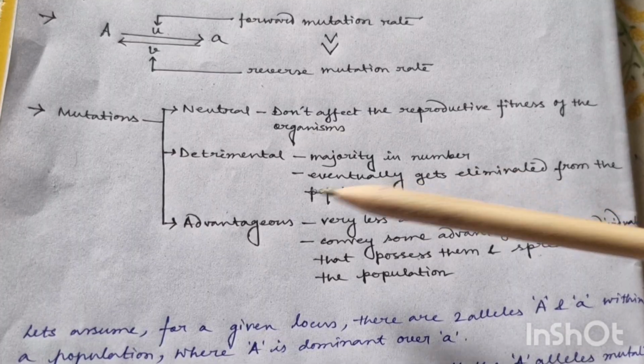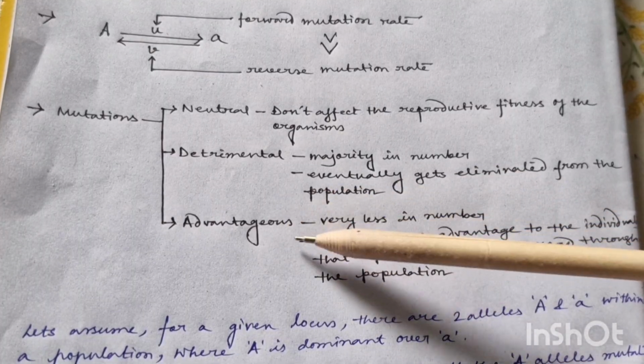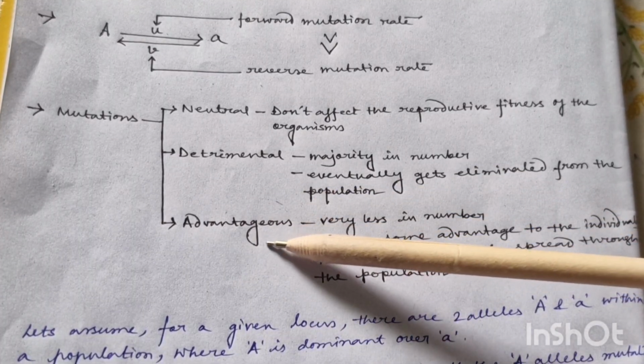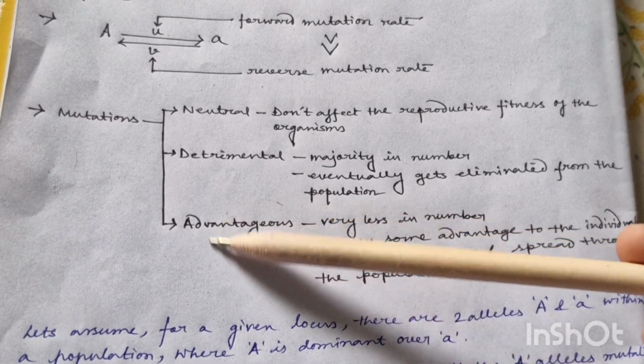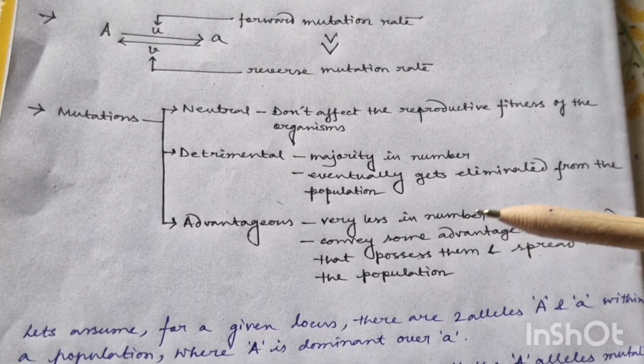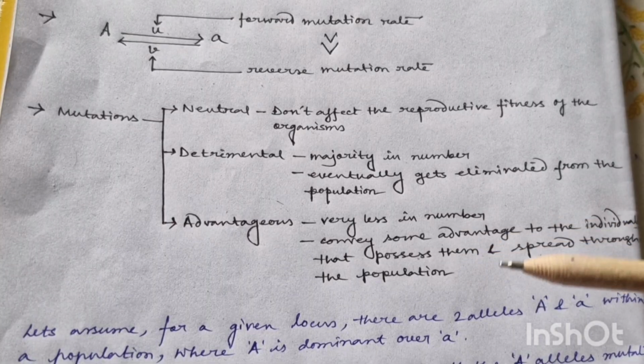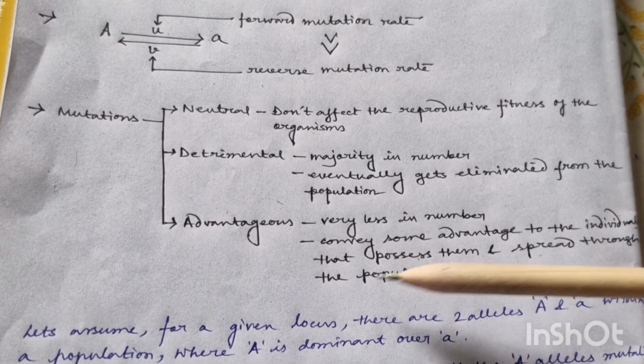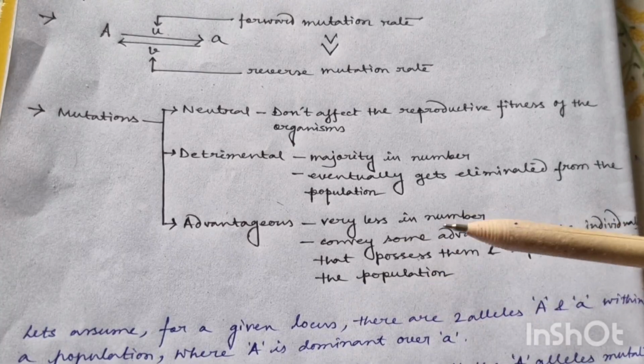On the other hand, there are some advantageous mutations, very few in number, but this kind of mutation conveys some good adaptive trait to the individuals who possess them. That is why it spreads through the population generation after generation.